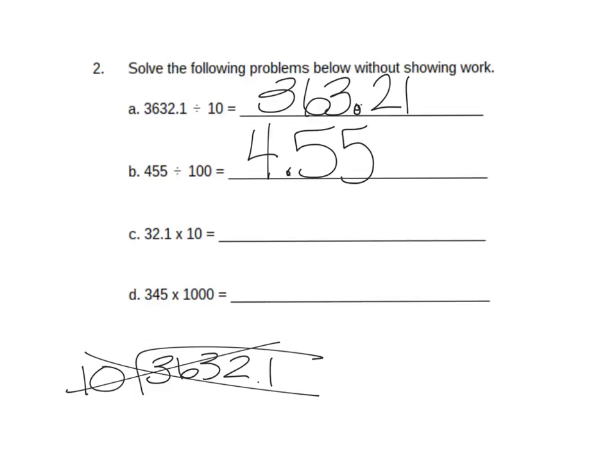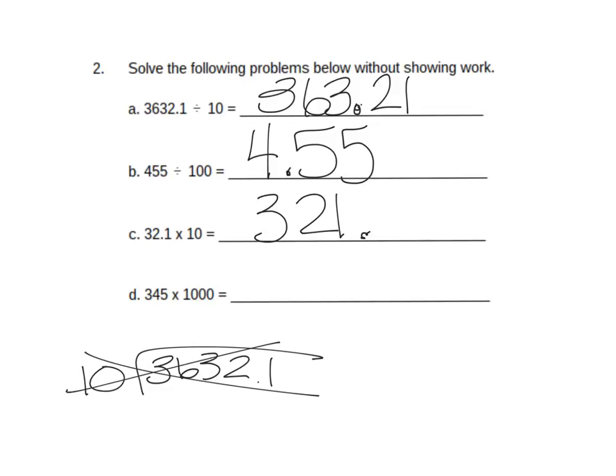C says 32 and 1/10 times 10. Because we're multiplying, we want our number to get larger, which means we're going to move our decimal to the right. We're going to move it 1 time because we're multiplying by 10. So we move our decimal from here 1 place, and our answer becomes 321 with the decimal at the end of the number.